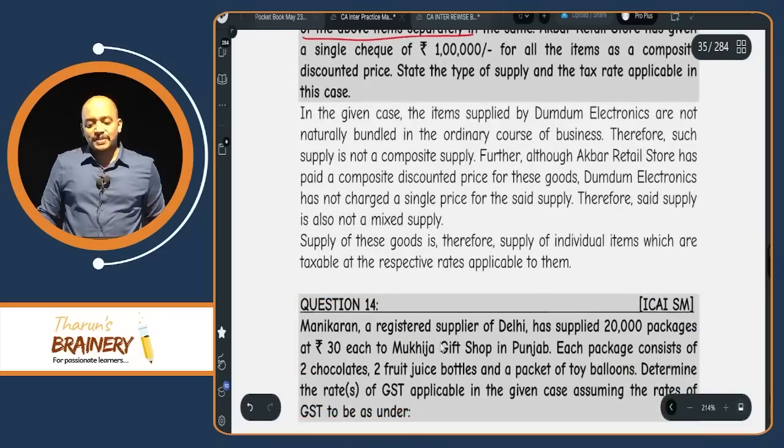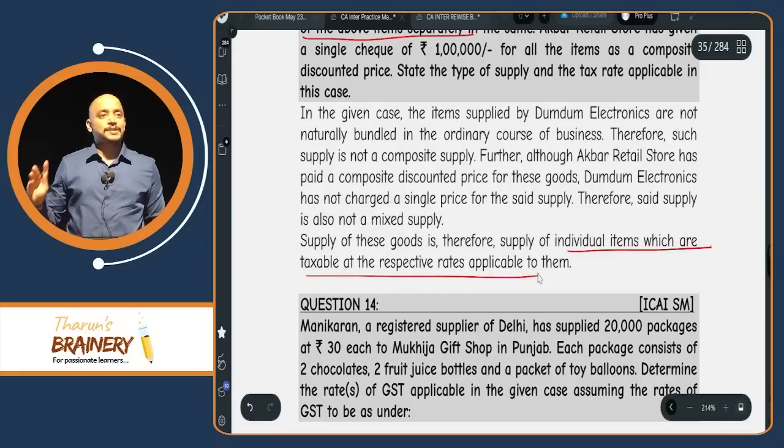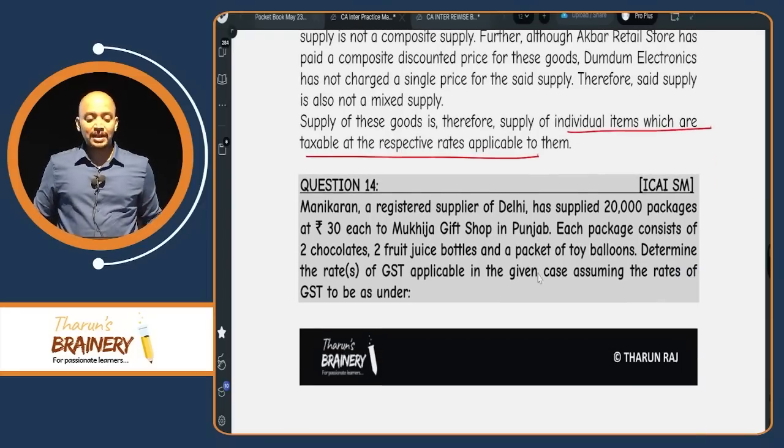State the type of supply and tax rate applicable. Supply of these goods is therefore supply of individual items which are taxable at the respective rates applicable to them.